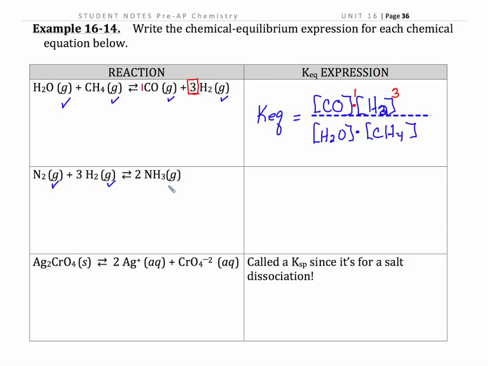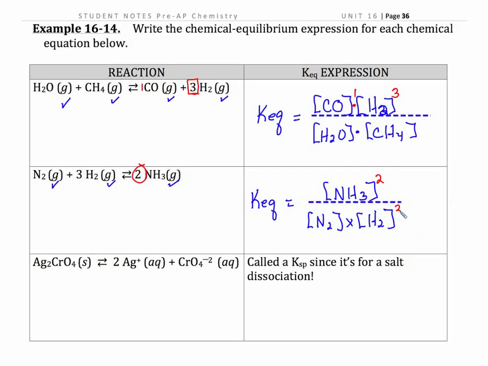Let's try the next one. Check your states. They're all gases, so we include them all. So our K equilibrium will equal, and we put a line there. Now we put our products on top, which is ammonia, right? It's an expression with symbols. So we put ammonia, and then we're going to raise it to the power of its coefficient, over nitrogen. Now remember, it's multiplied, not added. So H2, and then we raise it to the power of the coefficient, and that's in front there.